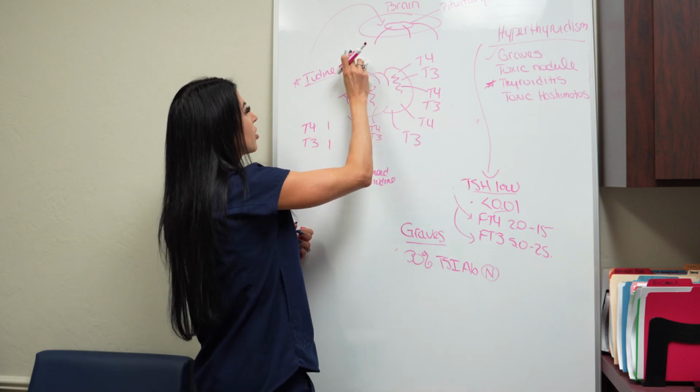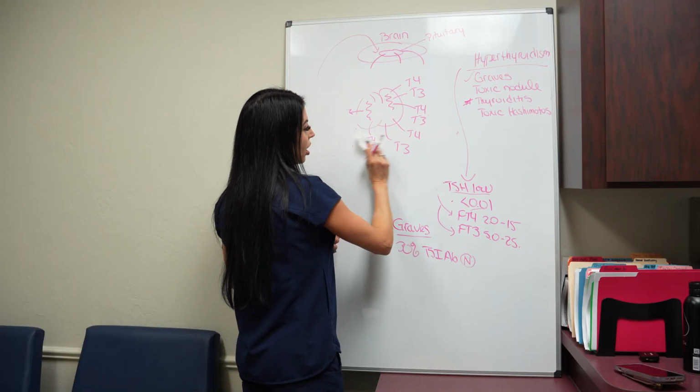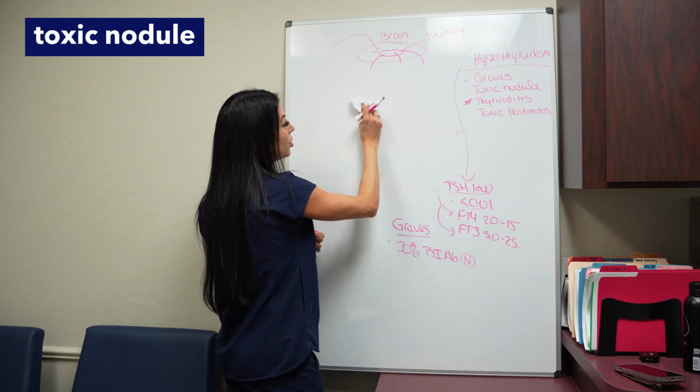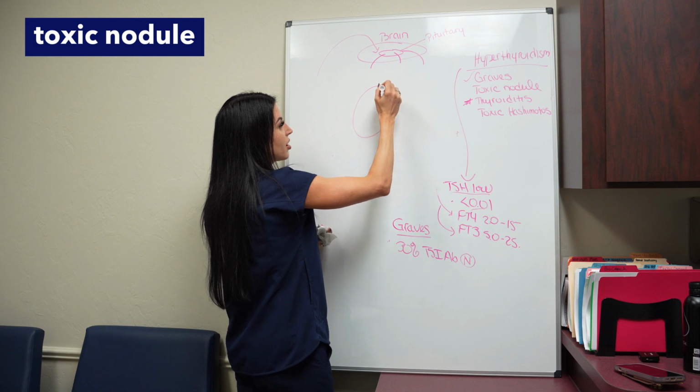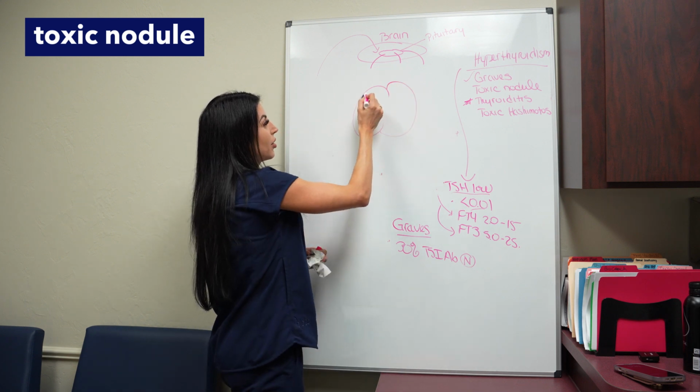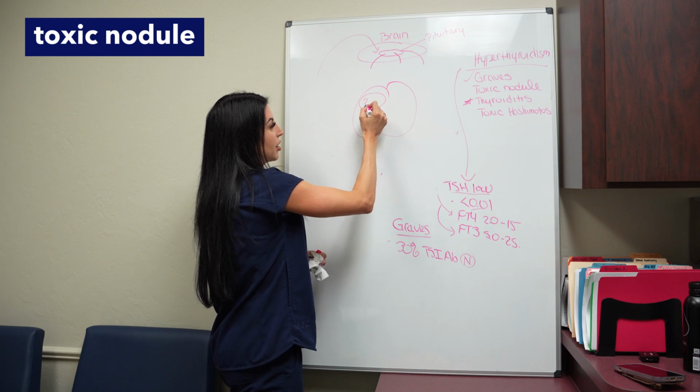There are 2 other things that cause hyperthyroidism. These are much less common. One of them is called a hot nodule or a toxic nodule. And so this happens in people with thyroid nodules. So sometimes there are patients that have thyroid nodules and we either know about them or we don't. But let's say that we have a right upper thyroid nodule right here that's like 2 centimeters.